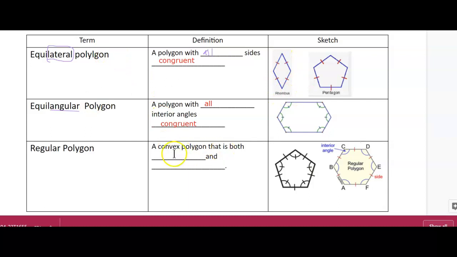And if they're both equiangular and equilateral, then it is called a regular polygon. This is an important word. If you see something called a regular polygon, then all the sides and all of the angles are going to be congruent. See, the interior angles are all the same, and the sides are all the same size. That's called a regular polygon. Make sure you write that down, underline regular polygon. Regular means all of them: all the sides and all the angles are congruent.